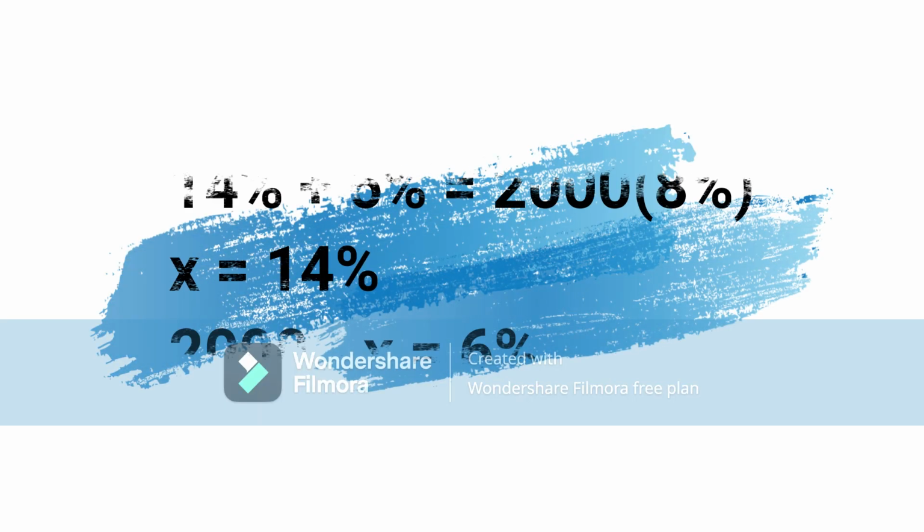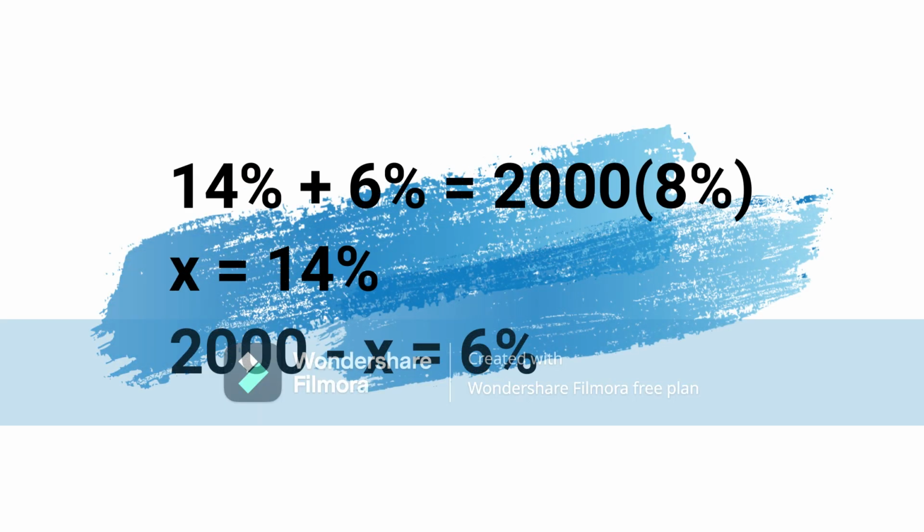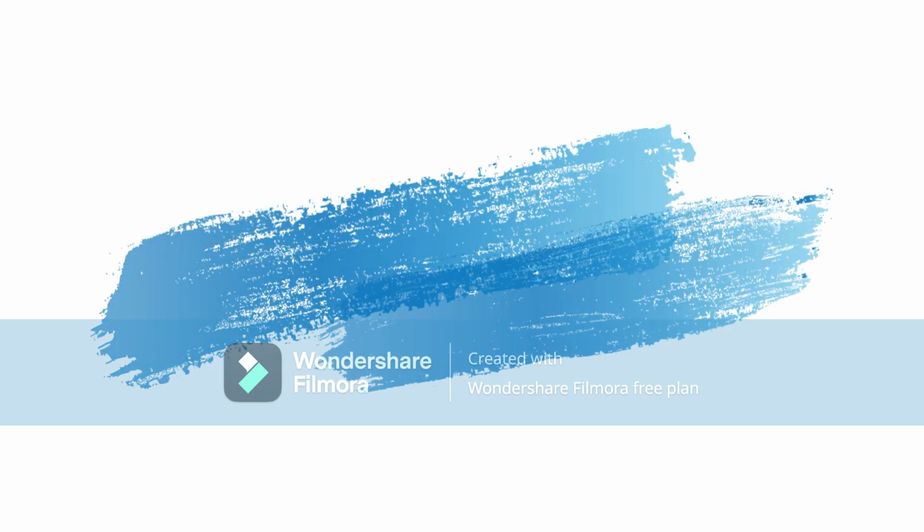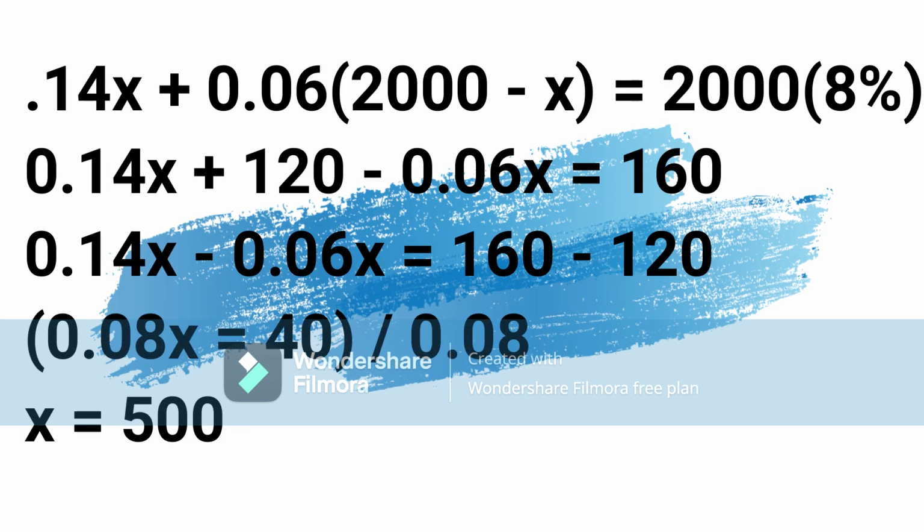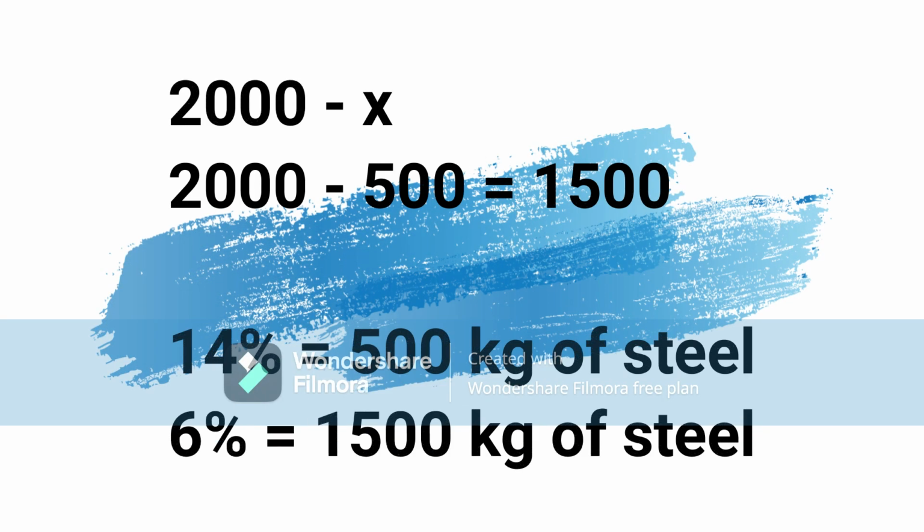We will determine how much steel is needed for each percentage. Let us use x to represent the one with 14% and 2000 minus x for the 6%. We will come up with an equation: 0.14x plus 0.06 multiplied by 2000 minus x equals 8% of 2000, which is 160. Simplifying and computing the equation, we get the value of x as 500, which supplies the value we are looking for the 14%. Upon applying substitution, 2000 minus 500 is 1500, which is the value we are looking for the 6%.